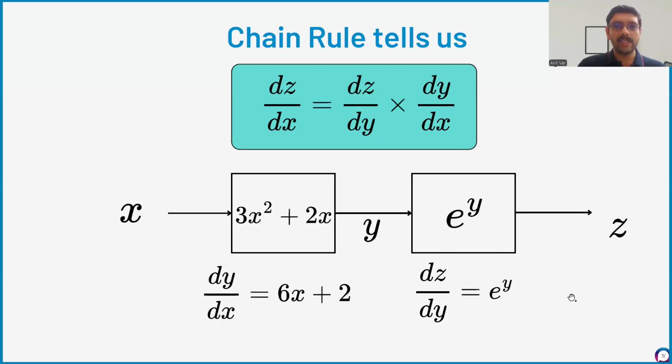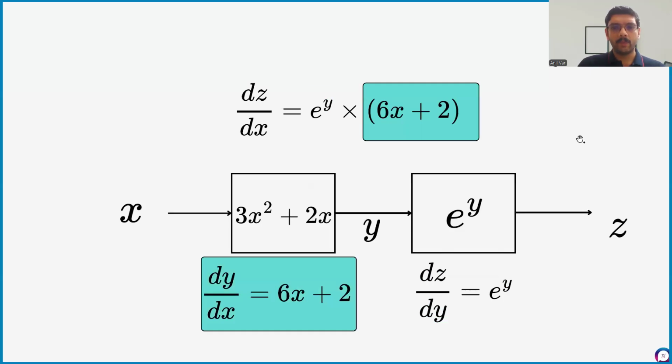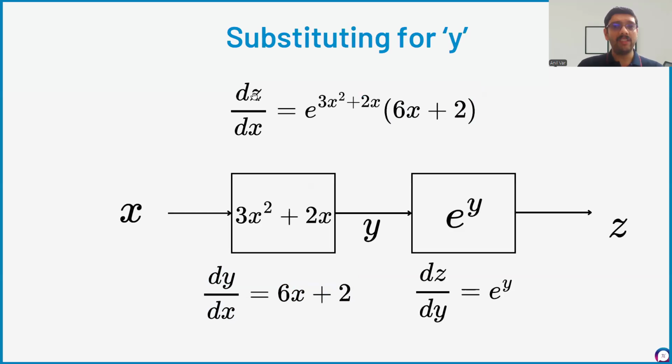And now, the chain rule tells us that the derivative of z with respect to x is dz/dy times dy/dx. Now, what is dz/dy? It's e to the power of y, so we can write that there. What is dy/dx? We've just calculated that. It's 6x plus 2. We can bring that there, and you have the derivative of z with respect to x. Now, of course, here we've got y. If we want, we can substitute for y, since we know y is 3x squared plus 2x. So dz/dx is the exponential of 3x squared plus 2x times 6x plus 2.